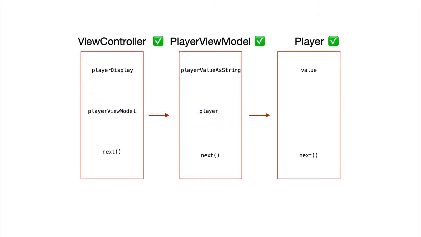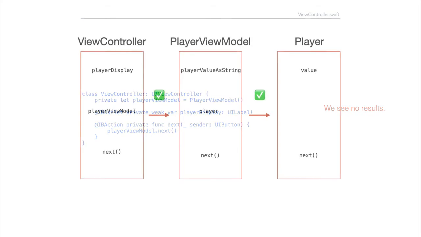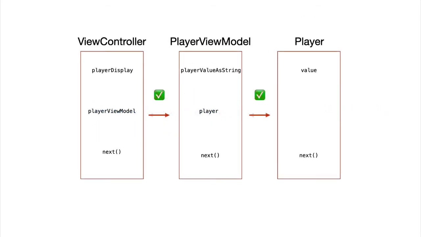Now when we run the app, we see no results. We're calling next. Next is being called perfectly. You could check with a didSet on the value inside of player to see that it actually is changing, but we don't see results because, even though we're communicating in this direction, we are not communicating back up. The player view model doesn't know the value has changed, and the view controller doesn't know that that value has changed, and so the view controller doesn't reflect any of the changes.